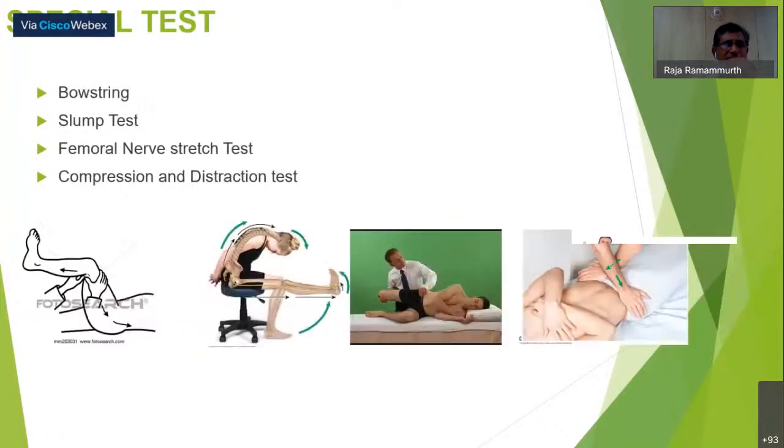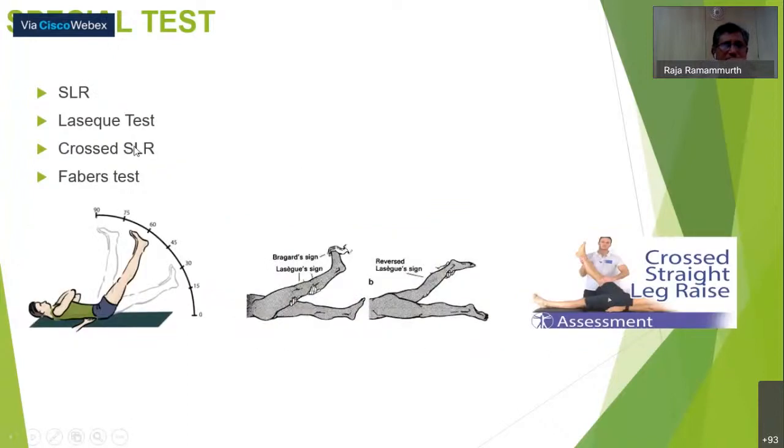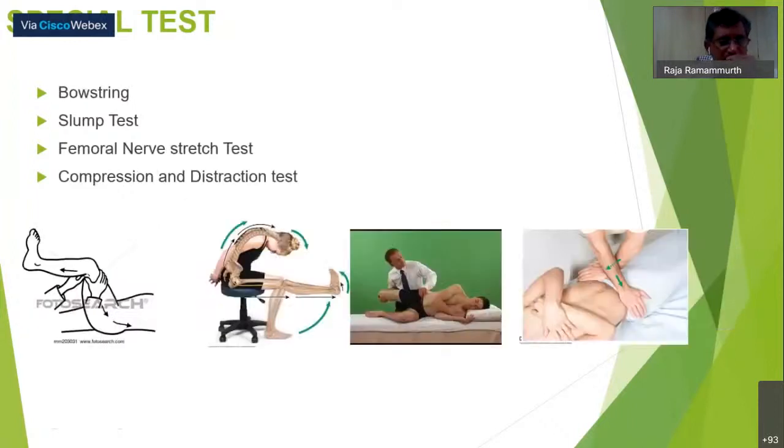Then the third physical test is called the cross SLR, the cross straight leg raise. Even this will guide us towards nerve tension. Then the fourth test is called Faber's test, which is very commonly done by all physios, even interns and PGs, and it will guide us towards SI joint strain as well as nerve tension.